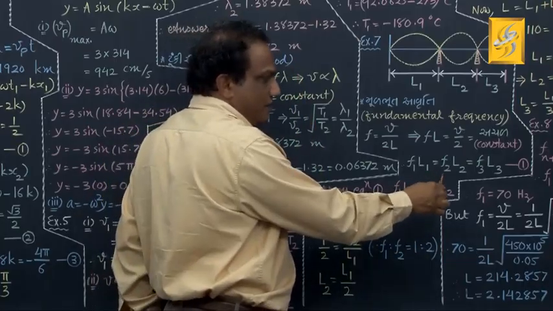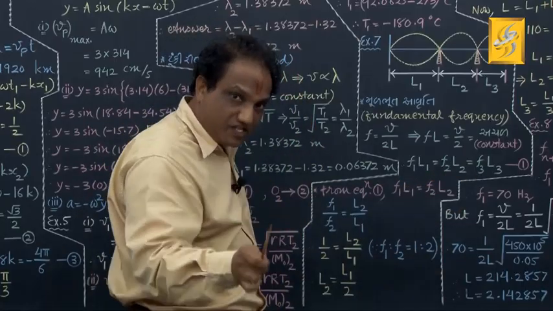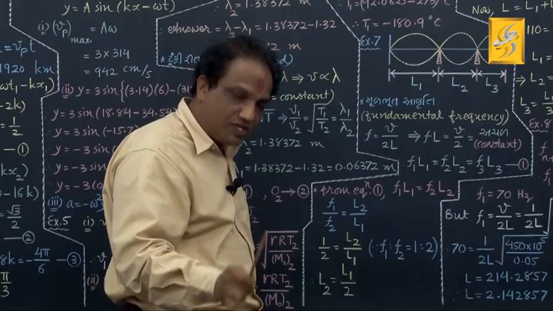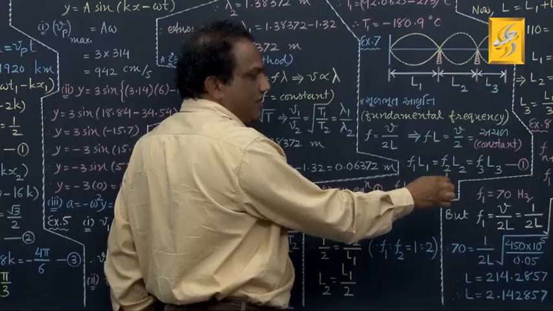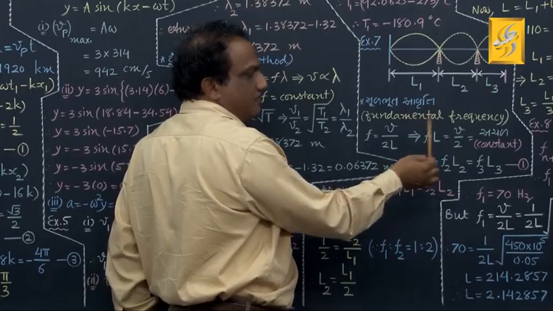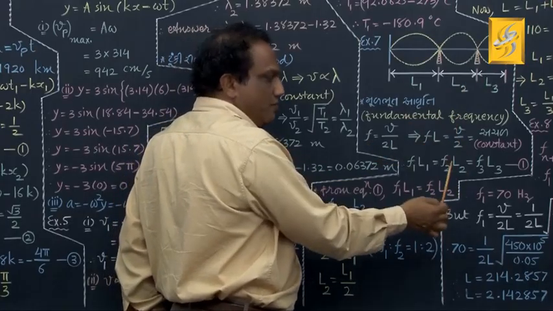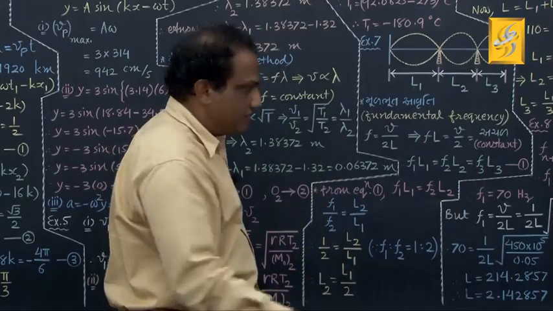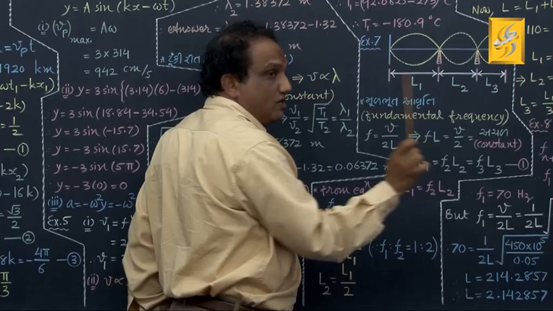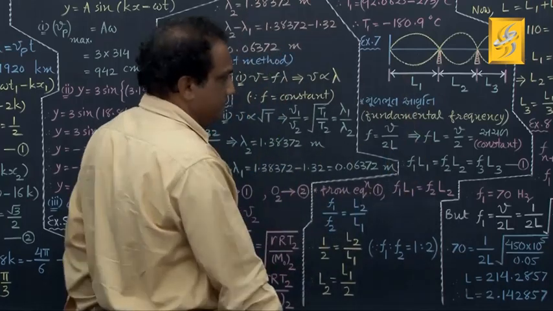Though I am writing F2 and F3 here, don't misunderstand. It is not the second harmonic or third harmonic; it is still the first harmonic, still the minimum frequency, still the fundamental frequency, because instead of F I am putting F2, and F was the fundamental frequency, correct? Though I am putting symbols F2 and F3, you must understand they are the fundamental frequencies in the second and third section respectively. Got it? Fine.